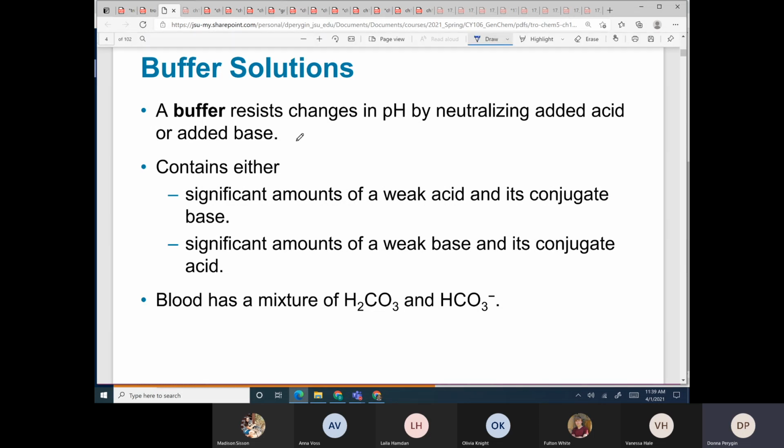Okay, so a buffer contains either significant amounts of weak acid and its conjugate base, or significant amounts of a weak base and its conjugate acid. So blood, for example, has a buffer system that's a mixture of carbonic acid and bicarbonate. Okay, so this is like bicarbonate in baking soda.